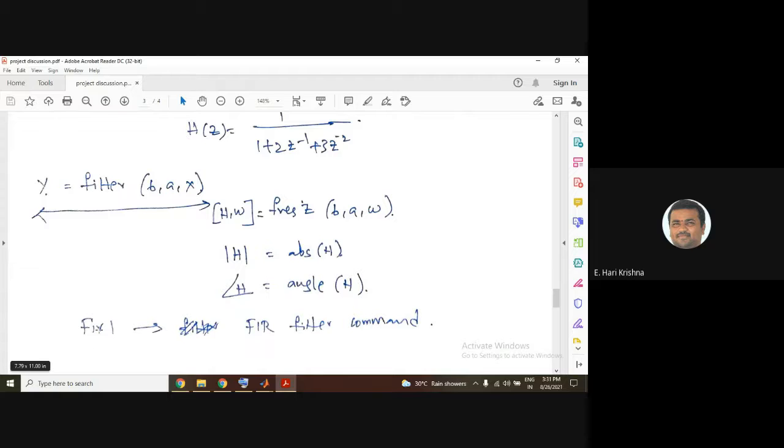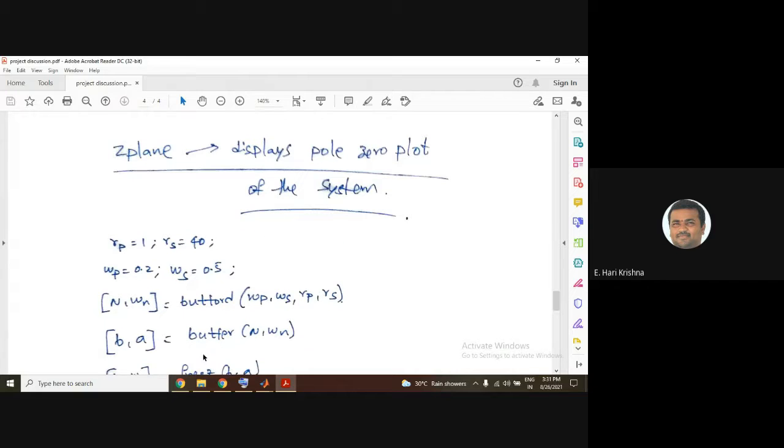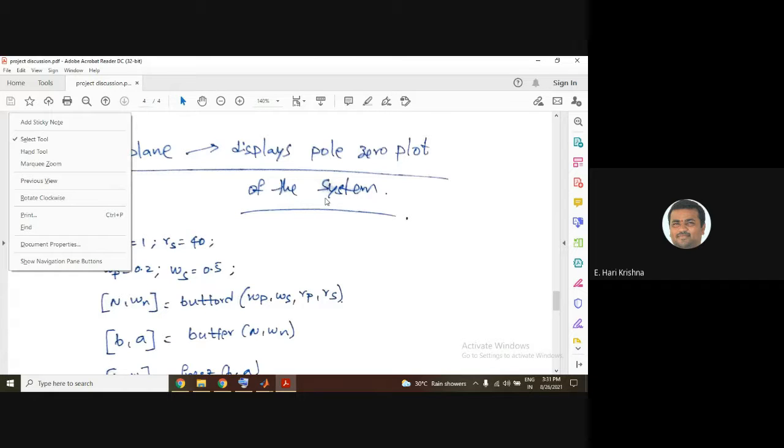FIR1 is the FIR filter command. See what it gives. The command is B is equal to fir1 comma N comma omega. See the help of the function and design the filter of your interest. Next, zplane displays the poles and zeros of the system.